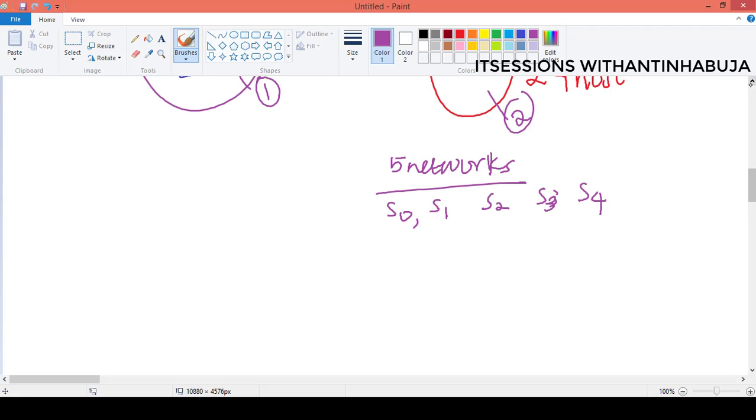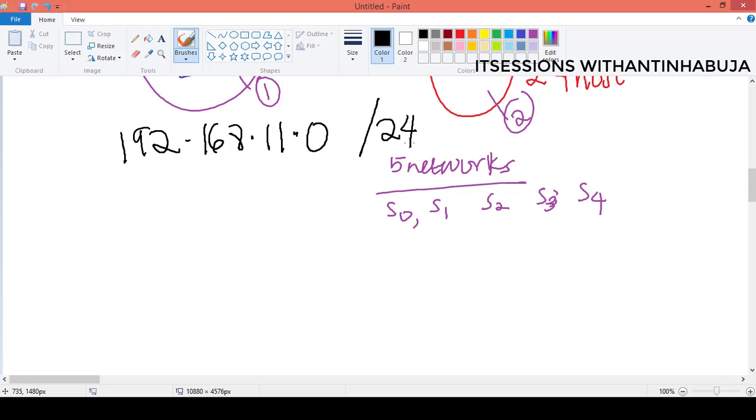The next thing we do now is assign. Usually the topology comes with an IP address, so we assign the network address. 192.168.11.0/24 will be the network address we assign to the topology.